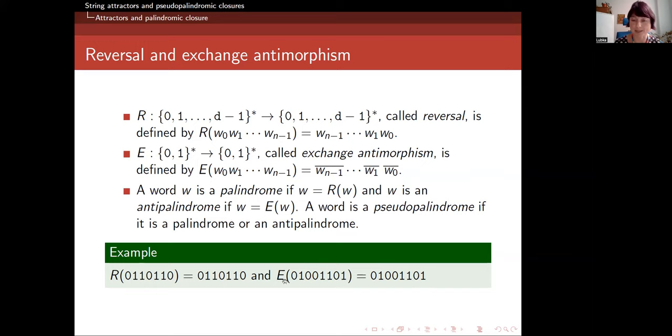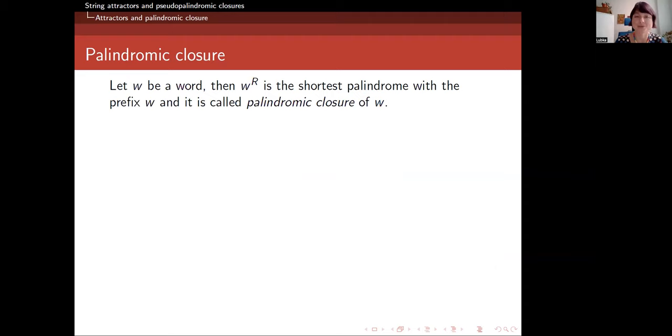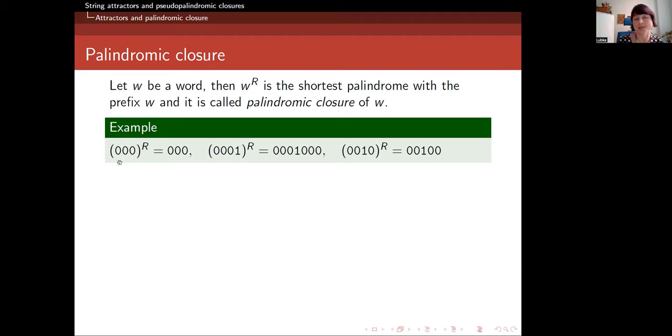Now I can say what the palindromic closure means. So let W be a word. Then I denote by W to R the shortest palindrome with the prefix W. And I call this the palindromic closure of W. So for instance, if you take this word, it is already a palindrome. So the palindromic closure is the same.